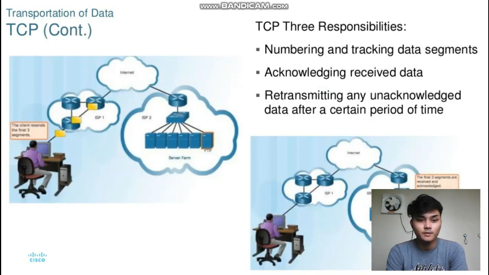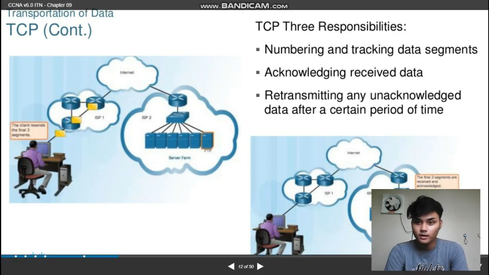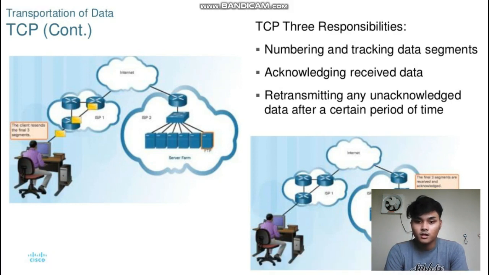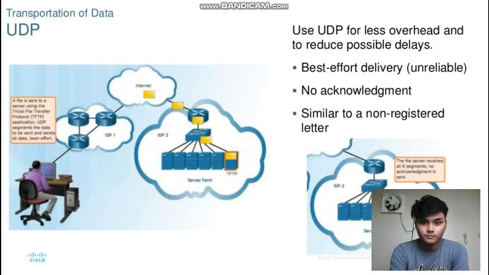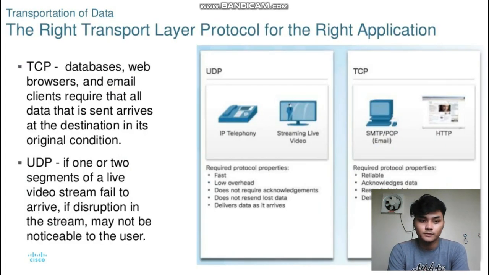We have three responsibilities for TCP: numbering and tracking data segments, acknowledging received data, and retransmitting any unacknowledged data after a certain period. For UDP, it is best effort delivery, unreliable, with no acknowledgement, similar to a non-registered letter. TCP databases, web browsers, and email clients require that all data that is sent arrives at the destination in its original condition.